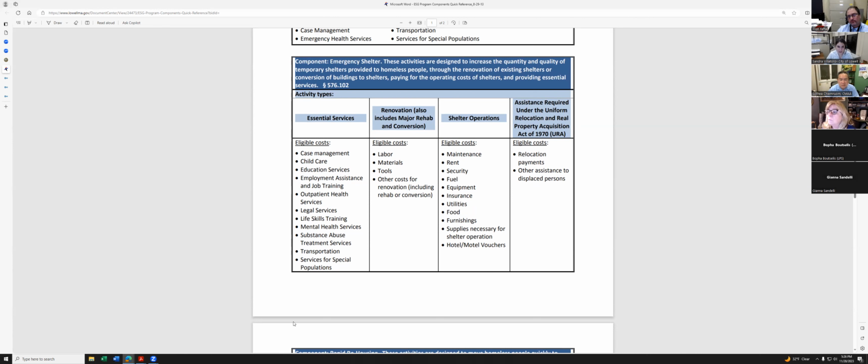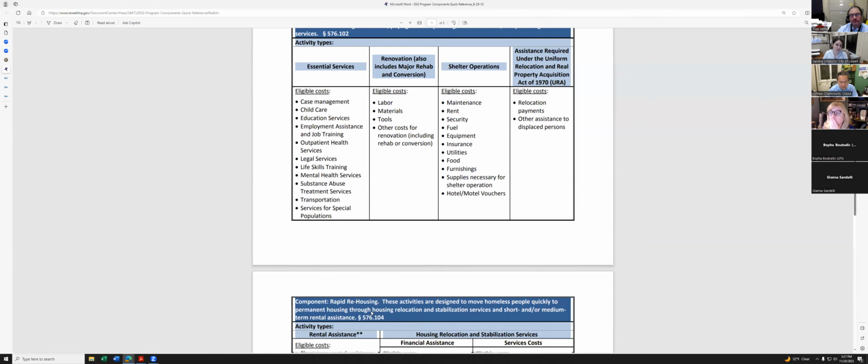I would think CDBG is probably better used, honestly, for a renovation. Then shelter operations, which is basically maintenance, rent, like the cost of renting the space for housing people in the shelter, and food, if you provide food to homeless people. And hotel motel vouchers, because in this day and age there's not enough room in the shelter, so you have to house people, and we can reimburse hotel motel vouchers.